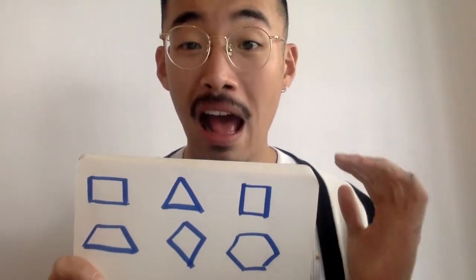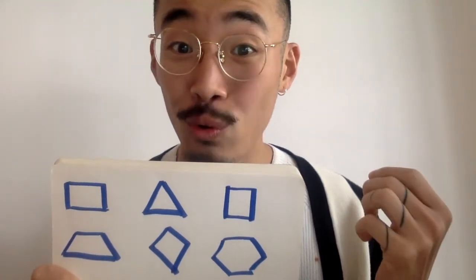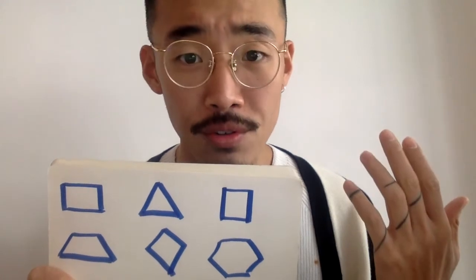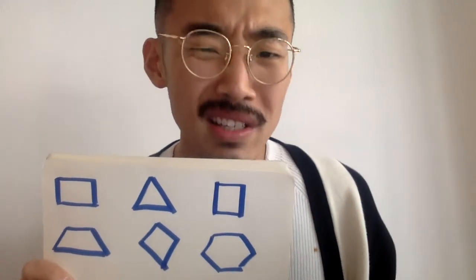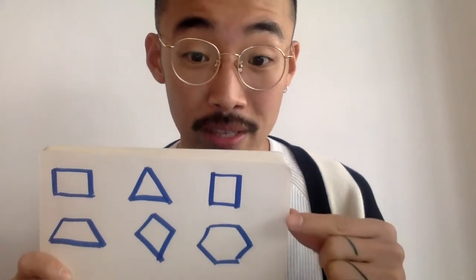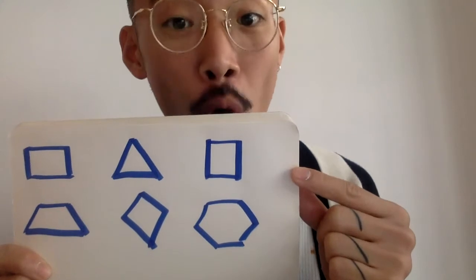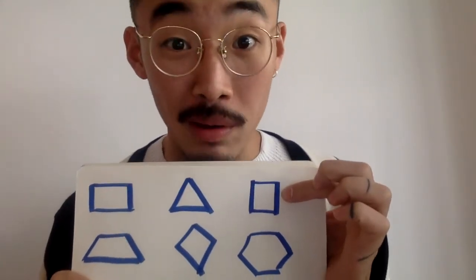Now, these 2D shapes, they all are 2D shapes because they are flat and also they are closed. Now, what does it mean for a shape to be closed? Notice all of these shapes. You'll notice that none of these 2D shapes have any gaps or openings in them. They're all closed up, which makes them a 2D shape.